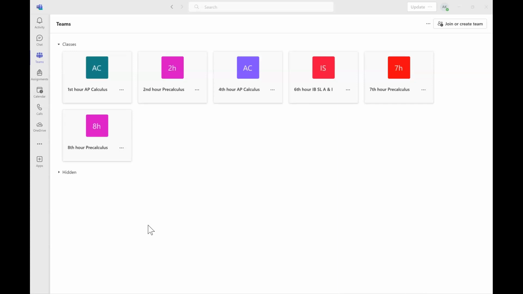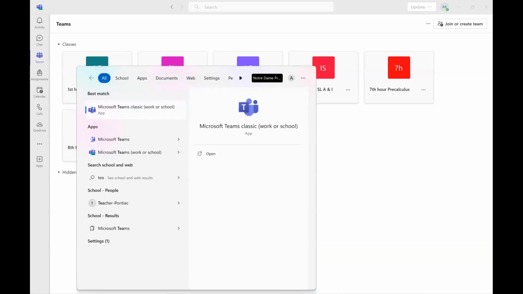Once you've opened your tablet, I need you guys to open up Microsoft Teams. Make sure it's the work or school version. So if you just type Teams into the search bar at the bottom, it should pop up. One of the options should be the work or school option.